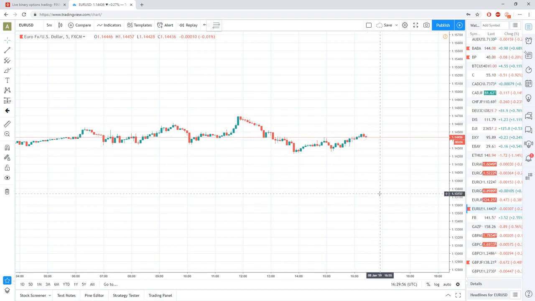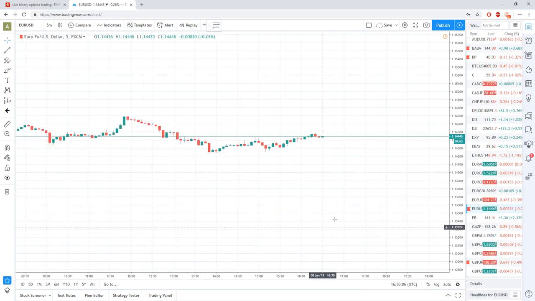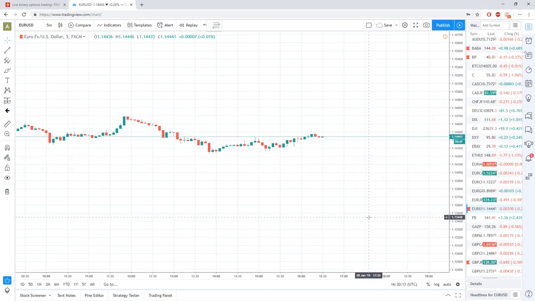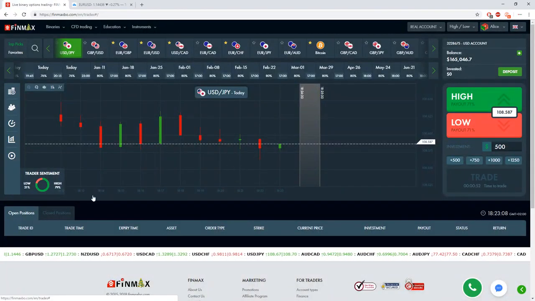So the last candle on the chart shows the current price change. So we see what is going on right now. And here we have the time left till the expiry of this candle. I will explain to you a bit later why it's important and how to use it together with the Finmax platform.